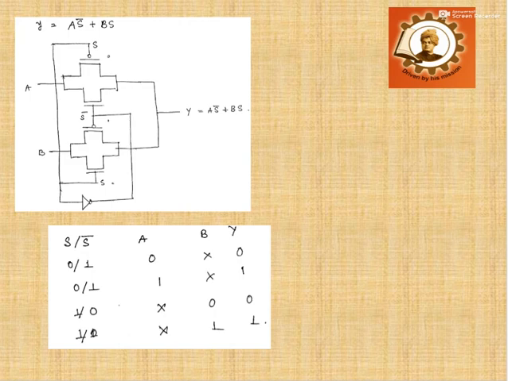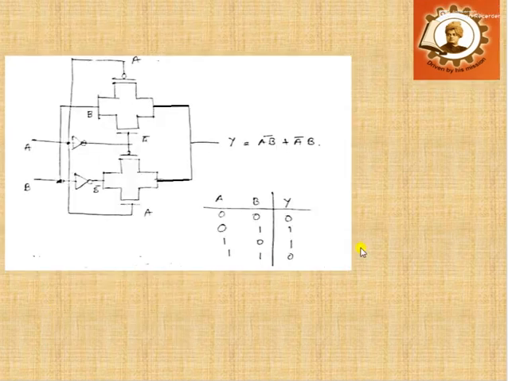Let us take another example: how to implement an XOR gate using a transmission gate. Here two transmission gates are connected, with A and B connected in this fashion. So the output is Y equal to A B bar plus A bar B. That is nothing but your XOR expression.